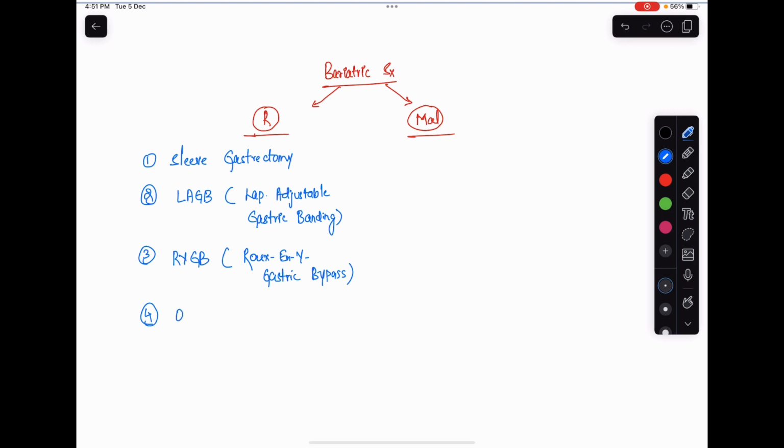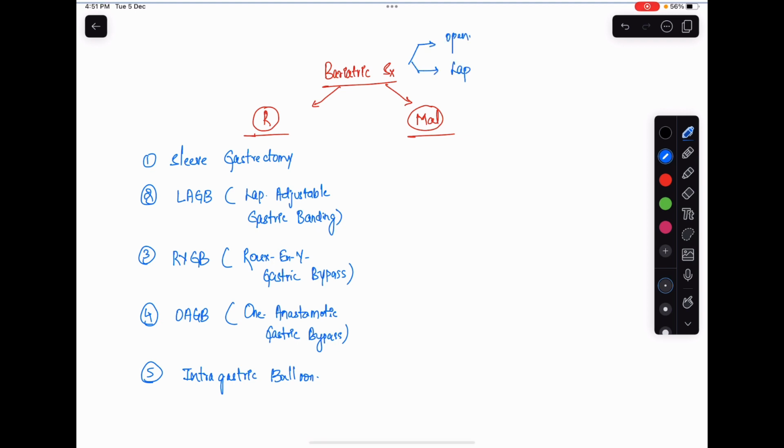Other thing is OAGB, one anastomosis gastric bypass. Last one is intragastric balloon. These bariatric surgeries might be done as an open procedure or as a laparoscopic procedure. Laparoscopic procedure is preferred as it decreases the length of hospital stay, the patient gets back to work soon, there is faster wound healing, and there is low surgical stress. By all these reasons, laparoscopic method is preferred over open method.